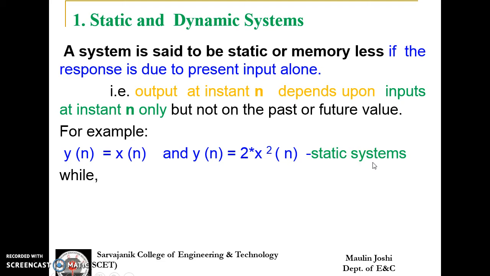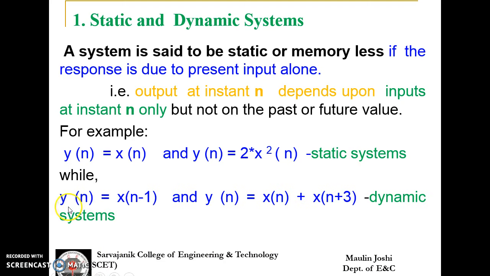At the same time, if we take an example, y(n) is equal to x(n minus 1) and y(n) is equal to x(n) plus x(n plus 3). In both these cases, we see that here the time instant input is x(n minus 1), here it is x(n plus 3). So the output at n depends sometimes on the past input, sometimes on the futuristic inputs, and hence we can say that the system is a dynamic system.